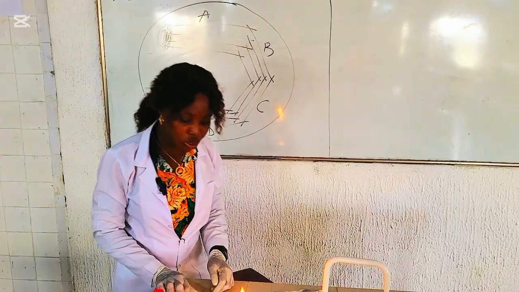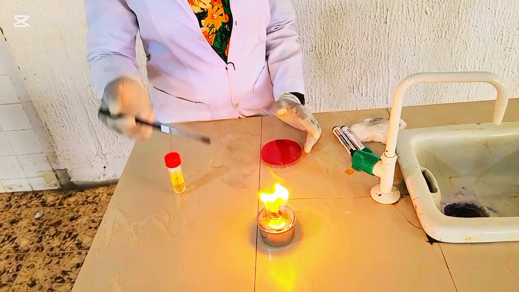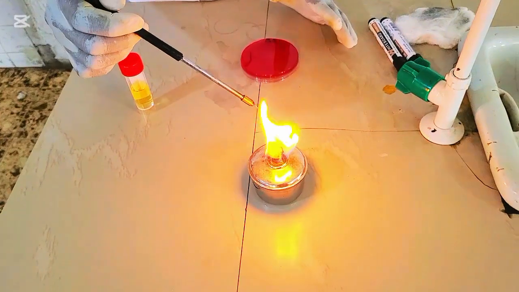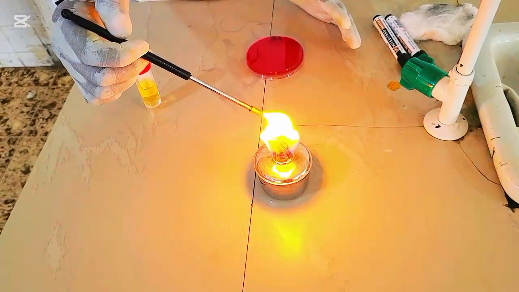So that is exactly what we're going to do right now. Now we have to flame our wire loop red hot. I'll show you how the standard streak looks on our culture media. So now we flame the wire loop.